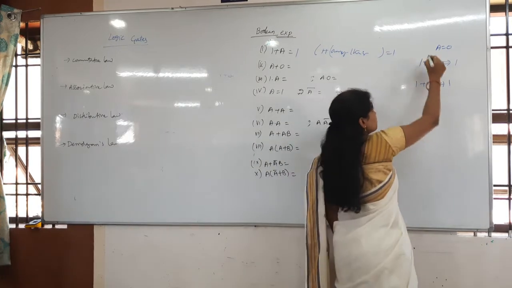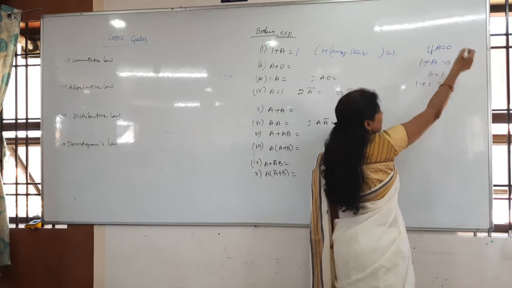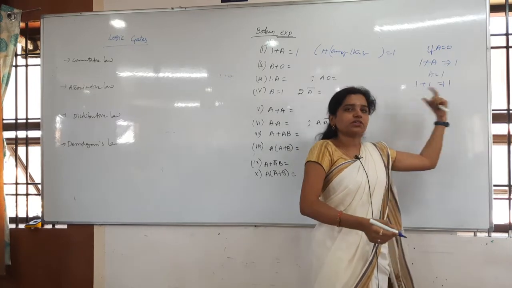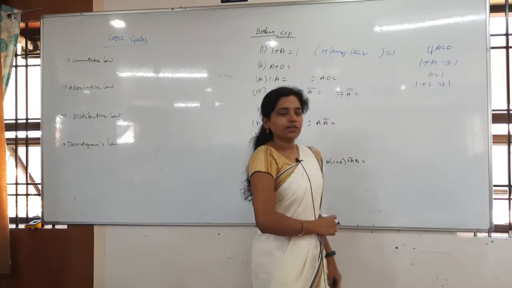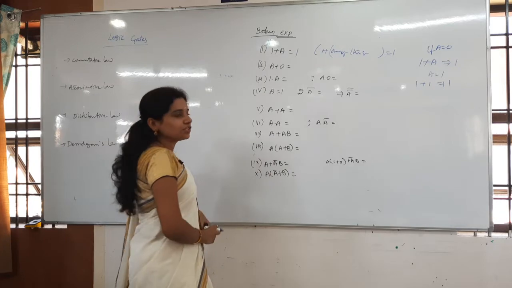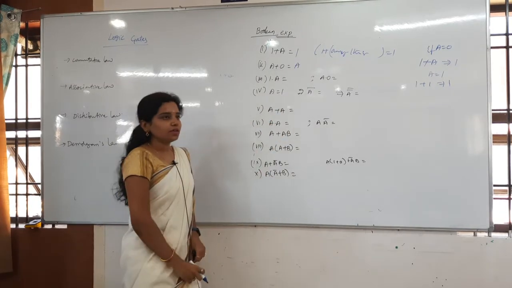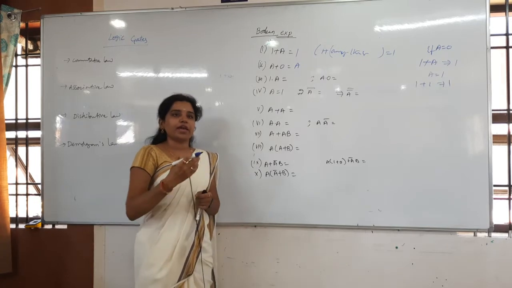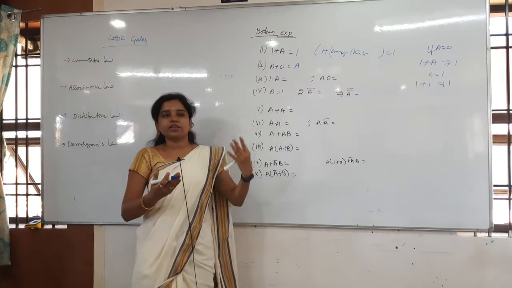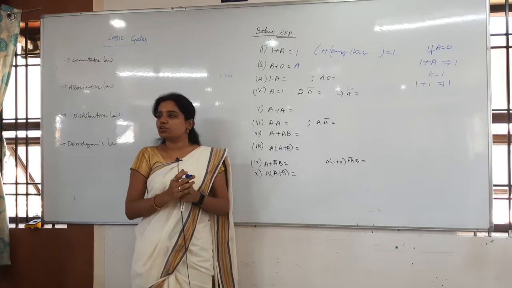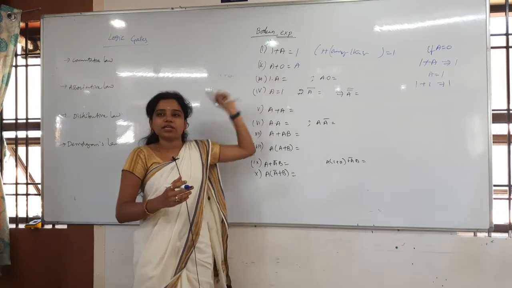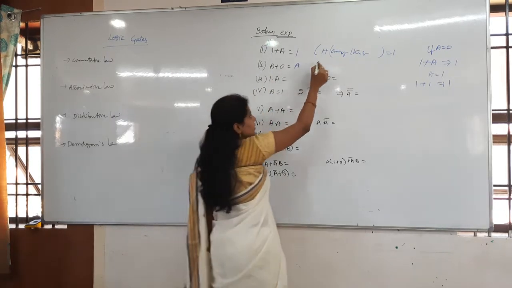If A is equal to 0, then again the answer is 1. If A is equal to 1 also, the answer is 1 only. Clear? Then the next one is A plus 0. Of course, A plus 0 is A only. As per the A value, if you take A as 1, then the answer is 1. If you take A as 0, then the answer is also 0 only. So the only answer here is A. Listen properly.